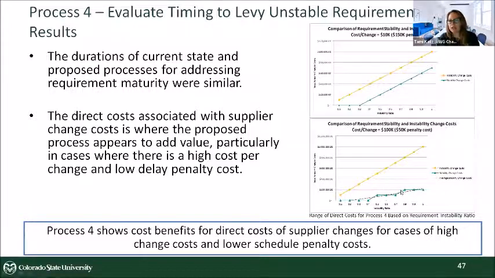And then evaluating the timing to levy unstable requirements. The opportunity here is if you think you're going to have a lot of change cost, if you have a high cost per change on some suppliers, you want to minimize the number of changes. The benefit of spending that upfront time, maturing them a little bit more, actually yielded a lot of benefits here. And if you didn't have a huge cost per change, it was almost a wash.